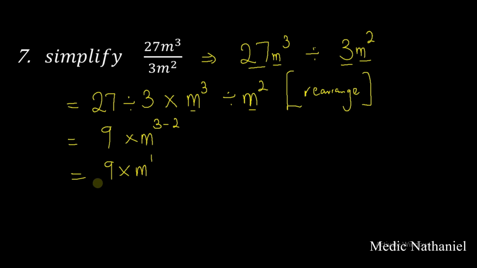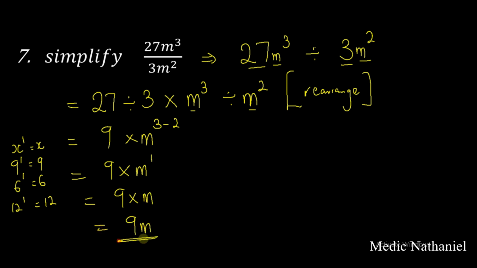And why is it so? It is so because according to the one index law, which states that x raised to the power 1 is equal to x. That means anything raised to the power of 1 is equal to itself, according to the one index law. So 9 raised to the power 1 is still the same thing as 9. 6 raised to the power 1 is 6. 12 raised to the power 1 is still the same thing as 12. So m raised to the power 1 is equal to m. So what I'm going to have here is 9 times m, and 9 times m is equal to 9m. So this is my answer.